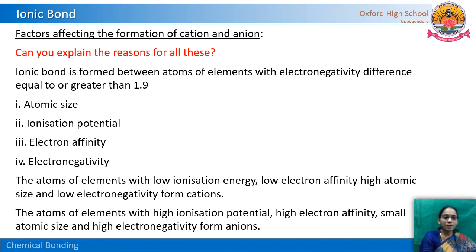Okay. Let us study in detail about these factors. Those are atomic size, ionization potential, electron affinity and electronegativity, and how these affect the formation of cation and anion, in our next session.